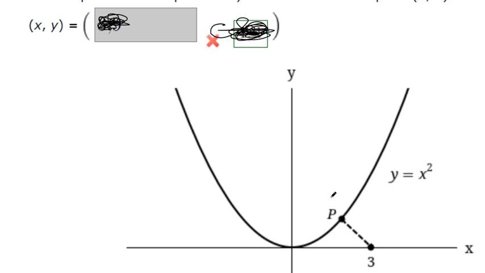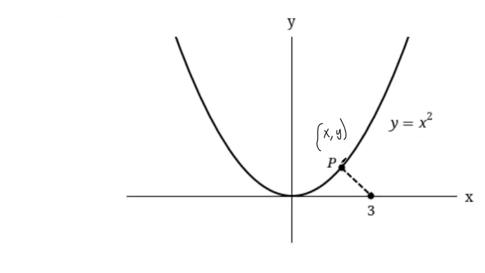From here to here. So we don't know this point. We'll call this (x, y). And so the distance between here and (3, 0) could be found by using the Pythagorean theorem for the diagonal here. So this distance from here to here we don't know. It depends on x. It's going to be the difference between those two.